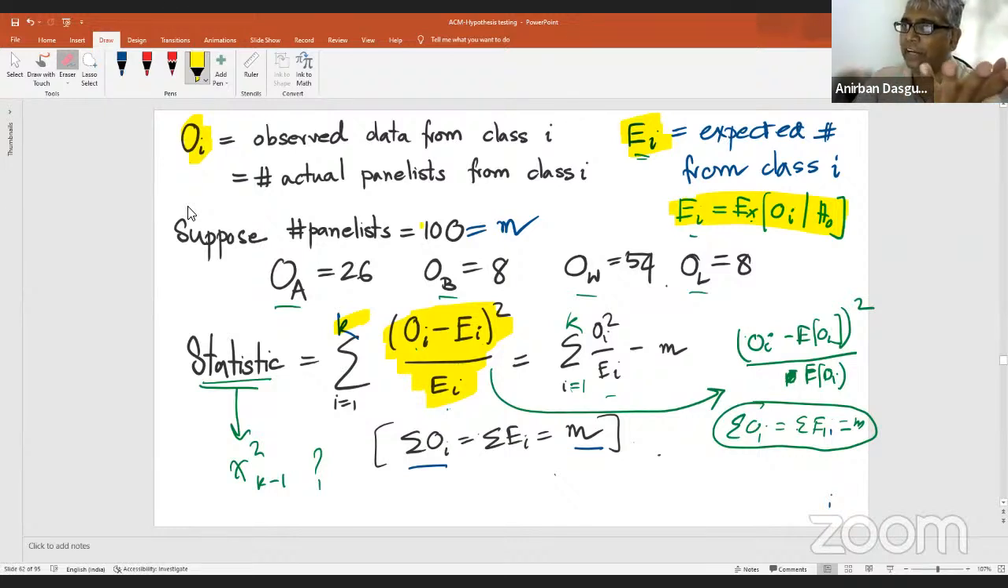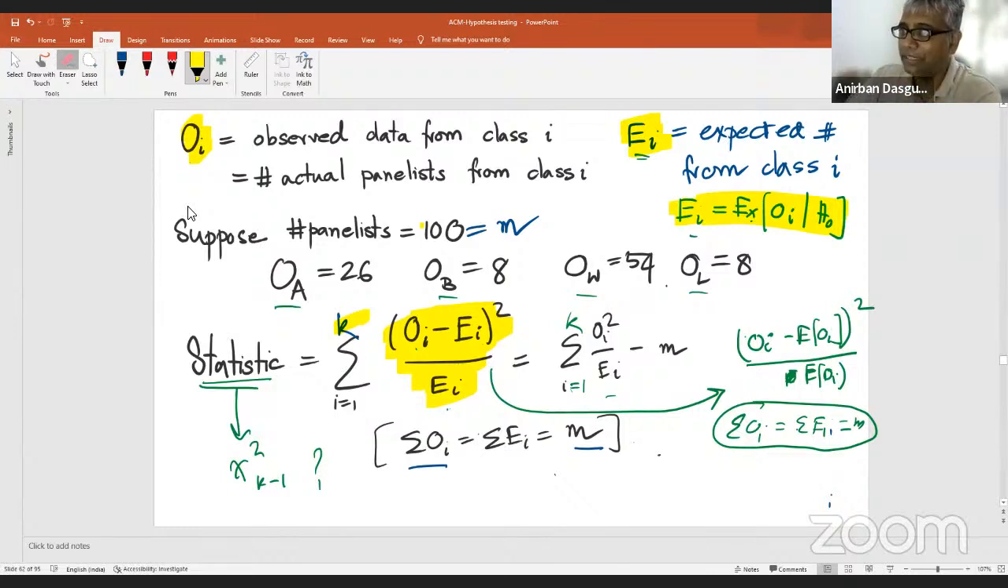Now, for instance, suppose the number of panelists is 100, equal to M. Suppose the number of Asians is 26, the number of African Americans is 8, the number of whites is 54, and the number of Latinos is 8. Now what you do is calculate a statistic in the following way. You take OI minus EI, observation minus its expectation, take the square, and divide by EI. OI minus EI squared, divided by EI.